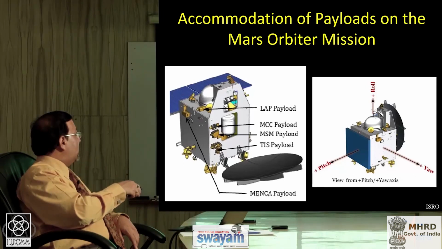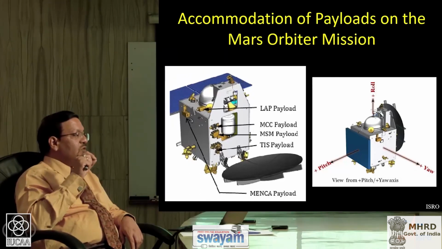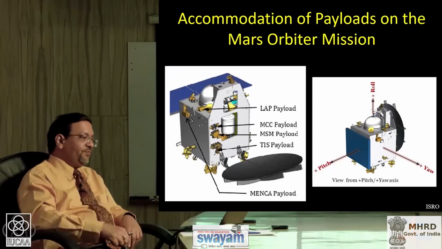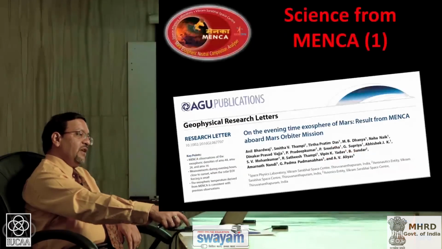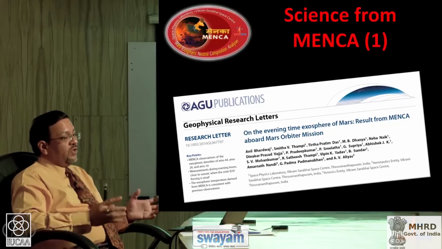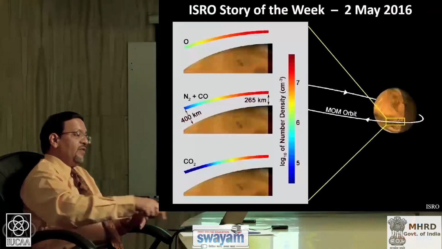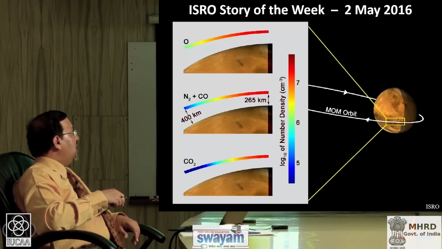This is the roll axis of the spacecraft, and the point here is that MENCA is doing in situ measurement of the atmospheric constituents, and therefore it has to be along the velocity vector, which is along the roll axis. This experiment has produced very exciting results, and one of them is about the evening time exosphere of Mars. Essentially what it means is that we are looking at the Martian atmosphere higher up, at altitudes of about 250 to 300 to 400 kilometers, at the evening time.